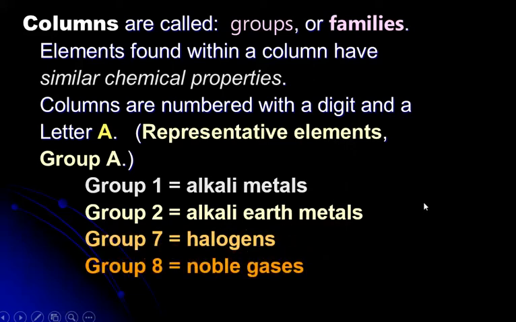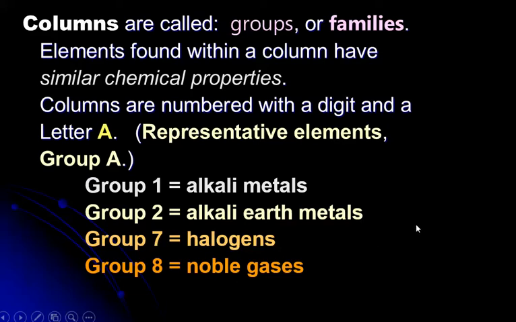And then the last two columns that I want you to know the names of are the last two columns on the periodic table. Group 7, the second to last column, is called the halogens. And the very last column, group 8, are called the noble gases. An older name for that column was the inert elements or the inert gases, but the more common term is the noble gases.